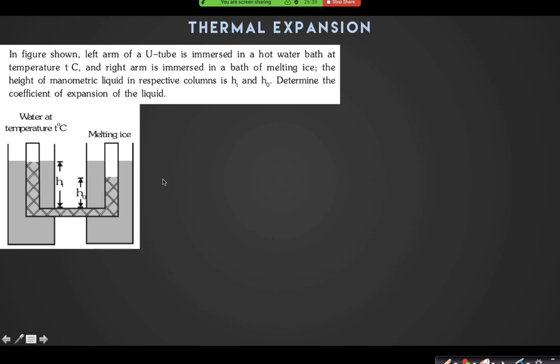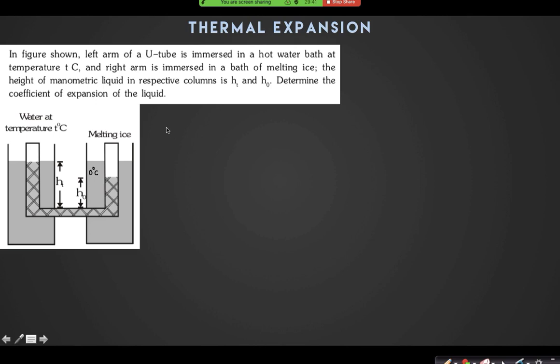Okay, sir. Melting ice means 0 degree Celsius. Sir, we will not take the expansion of that manometer. Will the answer be HT minus H0 divided by T into H0? Let me check. Yes, it will be HT minus H0 divided by T H0. Yes, this is it.